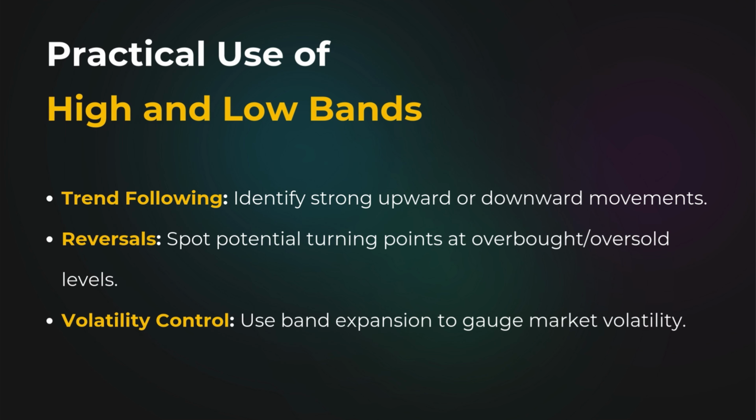Traders use high and low bands to follow trends and spot potential reversals. When the price hits the upper or lower band, it could signal that the market is overbought or oversold, providing key entry or exit points.